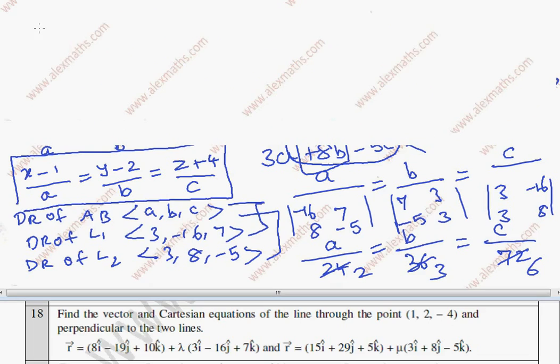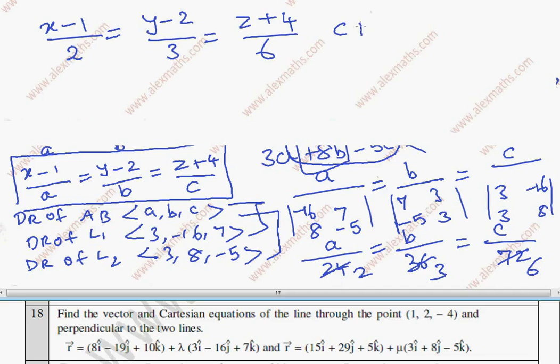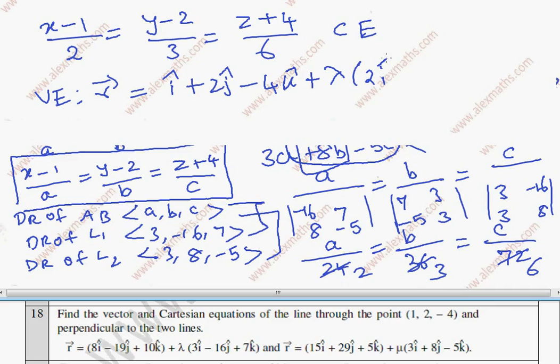So our answer is x minus 1 by 2 equal to y minus 2 by 3 equal to z plus 4 by 6. This is the Cartesian equation. Now when you want the vector equation, it is nothing but r vector is equal to i plus 2j minus 4k plus lambda times of 2i plus 3j plus 6k.